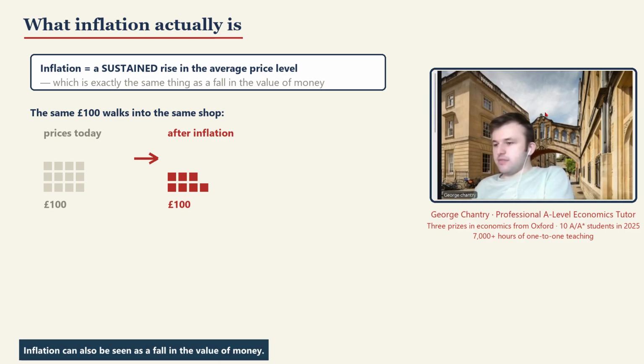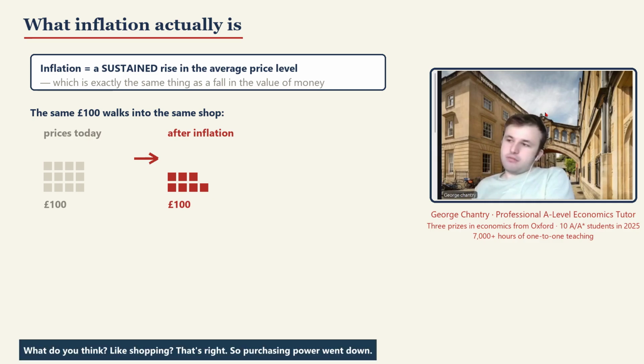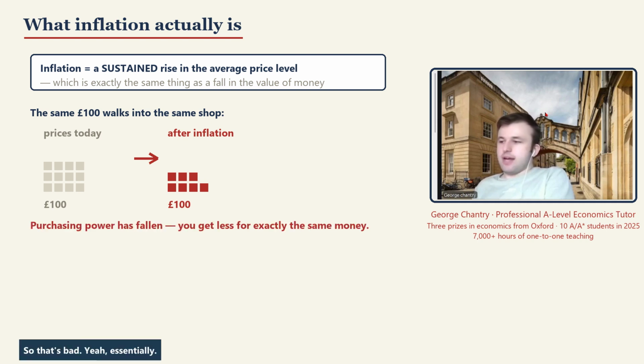Inflation can also be seen as a fall in the value of money. If you walk into a shop with £10 and the prices are higher, can you buy more or less stuff? What do you think? That's right, so purchasing power went down. So people are poorer. The value of money went down, and the purchasing power of money has fallen, so that's bad, essentially. That's the problem. Is that okay?